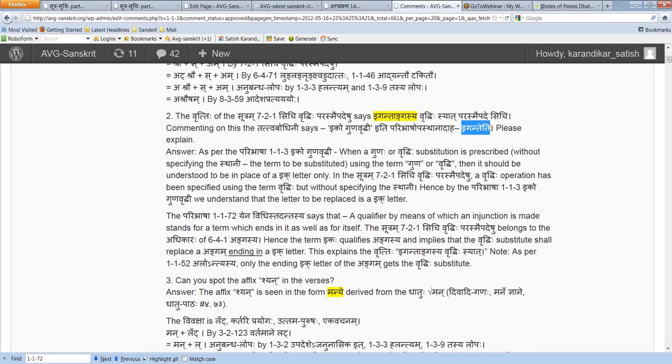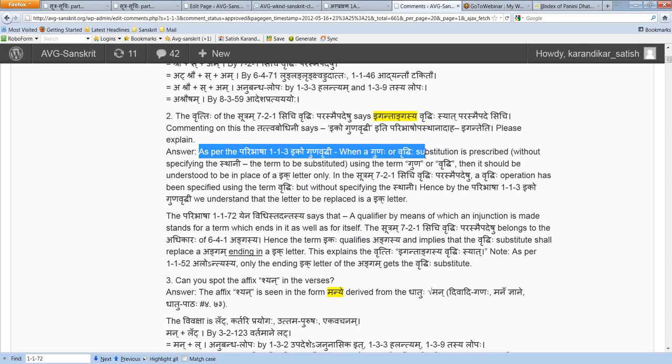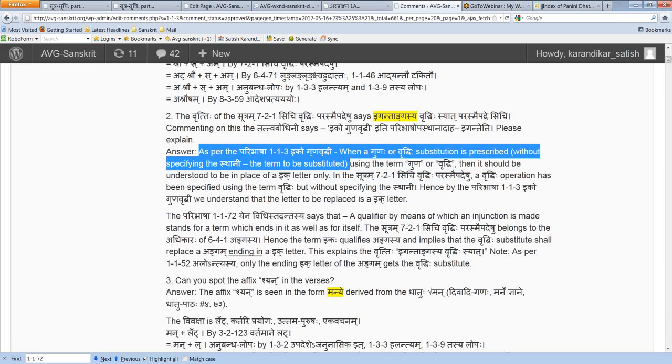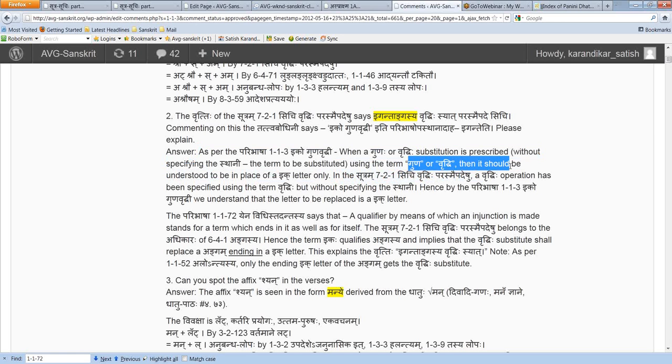How do you get that? Because the paribhasha ikoguna vriddhi presents itself. It comes into play because Panini used the term vriddhi but did not specify the sthani taking the operation. It's all over here if you want to read that. As per the paribhasha ikoguna vriddhi, when guna or vriddhi substitution is prescribed without specifying the place of the operation, using the term guna or vriddhi, it should be understood to be in the place of the ik letter only.